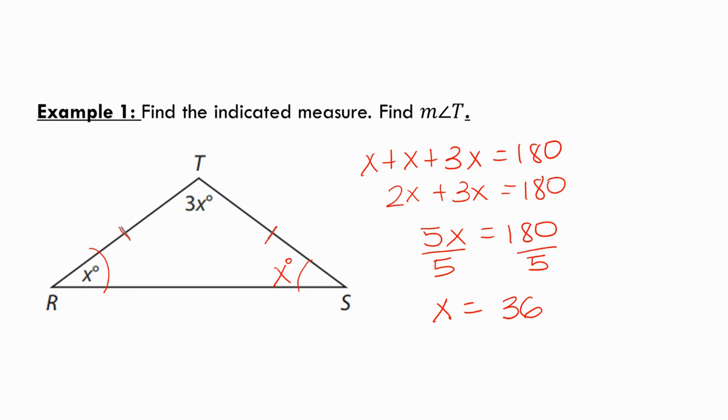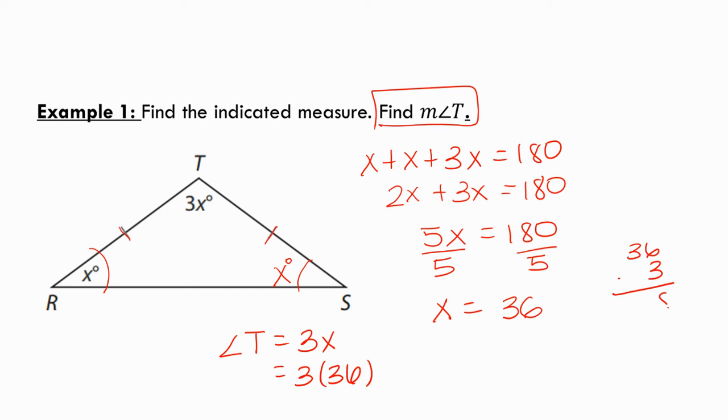Find the measurement of angle T. So remember, we always go back and reread our question. Right now I've solved for X. I've not solved for angle T. So to find angle T, it is 3X. And if X is 36, I'm going to plug that in there real quick. Multiply that out, and it looks like I get 108 degrees. And that's equal to angle T.